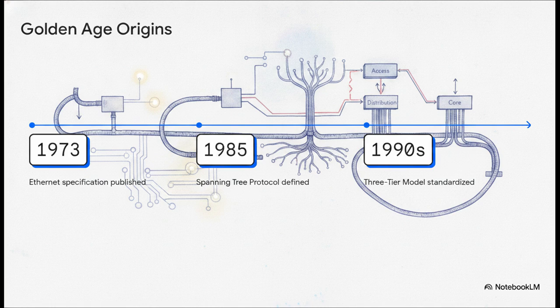But as networks started to grow, we desperately needed layer 2 switching. The catch? That created the massive danger of infinite traffic loops. Enter Radia Perlman in 1985. She mathematically solved this exact problem with the Spanning Tree Protocol, or STP. These incredible innovations culminated beautifully in the 1990s with the standardization of the perfectly logical three-tier data center model you're probably familiar with: access, distribution, and core.